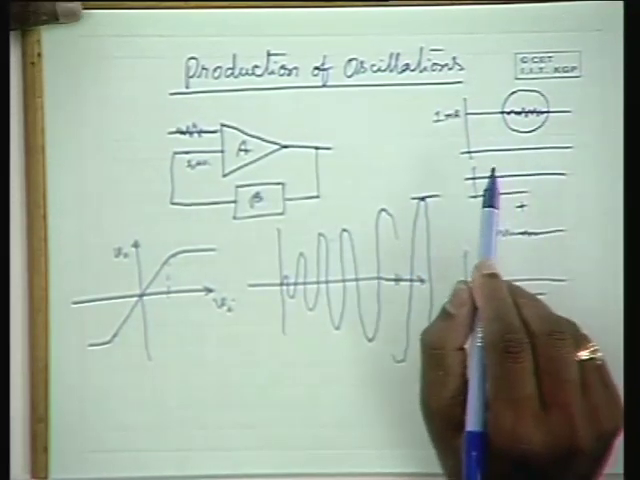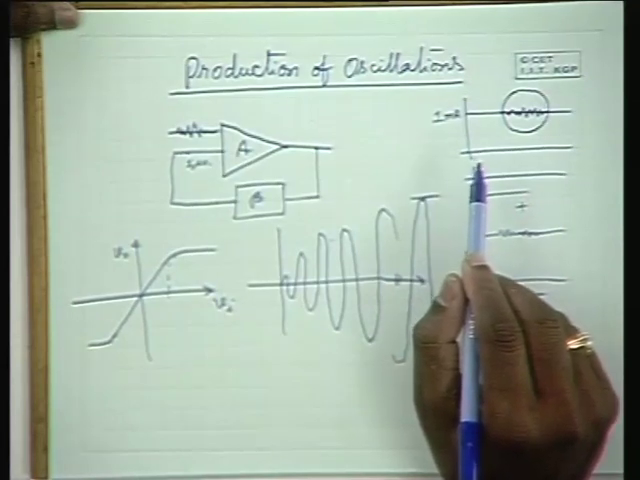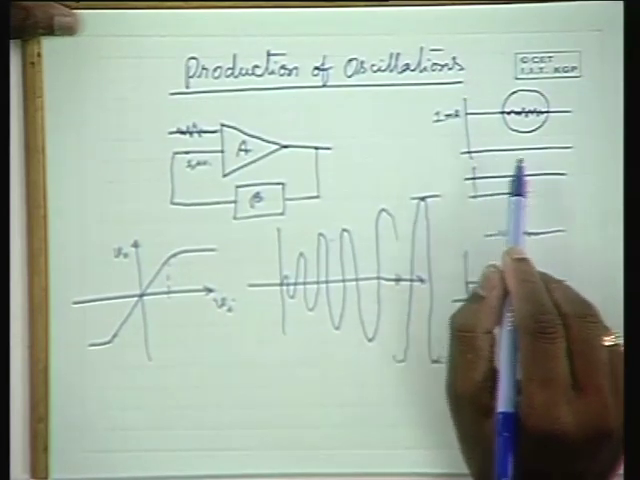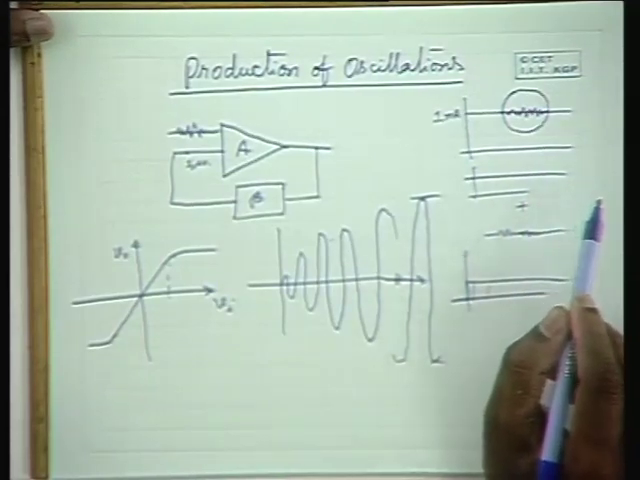Sir, but the criterion says that mod A beta should be 1. Yes, and the second criterion says that angle A beta is a multiple of 360 degrees. Mod A beta equal to 1 and angle A beta is a multiple of 360 degrees. Or it can be stated as a single condition, A beta is equal to 1.0 plus j0. So that means that there is a unique value of n per circuit. Right, certainly. So practically what is the rising time of the amplitude?